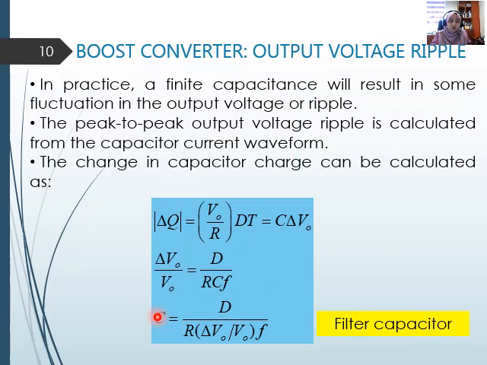Then we have this derivation in order to find the value for your capacitor C. For the boost converter, your C will be equal to D over R multiplied by the percentage of output voltage ripple, multiplied by F. Here F is your switching frequency.